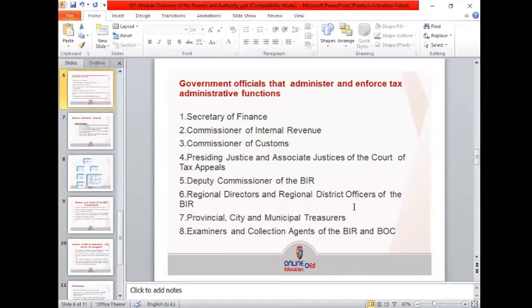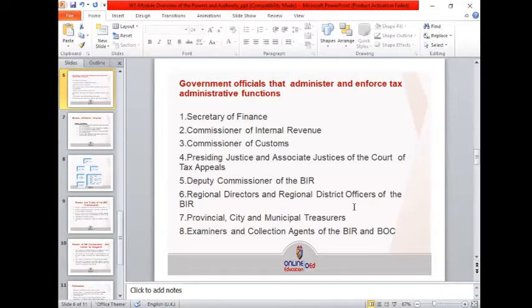And also the presiding justice and associate justices of the Court of Tax Appeals are government officials, whose responsibility is, if taxpayers file an appeal for tax cases, to investigate and to exercise jurisdiction to make a final decision on whether the taxpayer is guilty of a tax case or not. And then the deputy commissioners of the BIR.